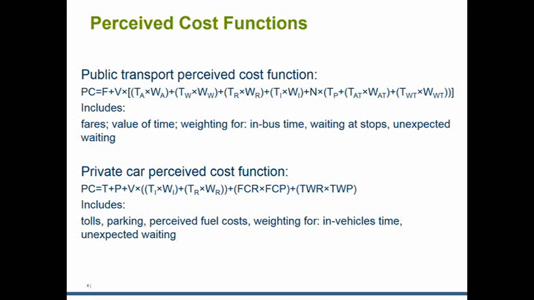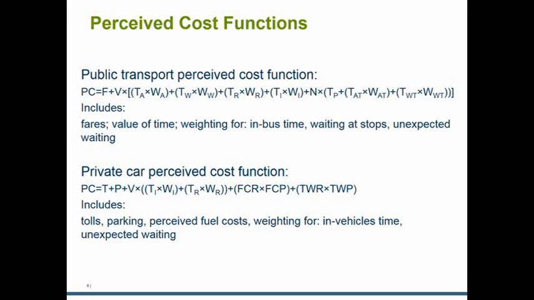Whereas for taking a private car, we also have a perceived cost function, but it'll look a little bit different. For example, we wouldn't have fares, but we may have tolls. You may need to pay a toll in order to get somewhere, whether that be a toll going across a bridge or a toll for using a motorway. And when you reach a destination, you may in fact have to pay for parking.